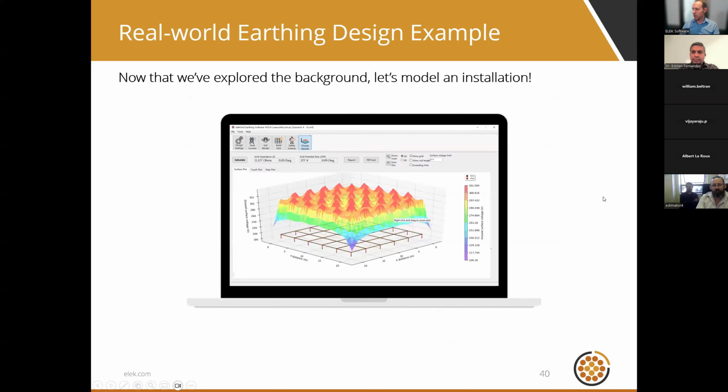Now I'm going to show you reasonably quickly what it looks like in software to do a design. So just bear with me for a second.